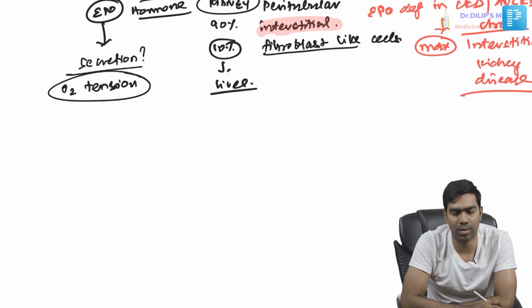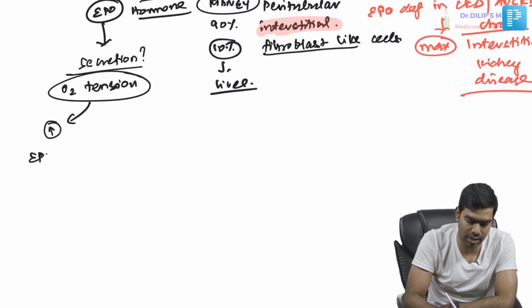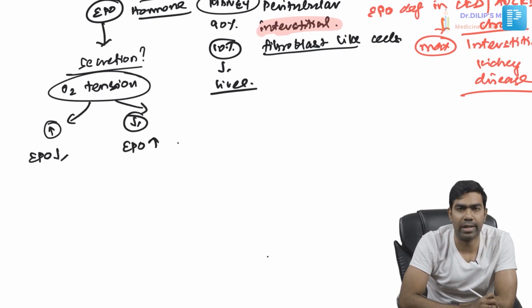Hypoxia is a very important stimulator. If the oxygen tension in the blood and the tissues is more, erythropoietin secretion will decrease. When the oxygen tension decreases, that is what we call hypoxia, then erythropoietin secretion will increase. We can also see the molecular mechanisms of how erythropoietin is increased or decreased. That's also very important. So what are the molecular mechanisms?